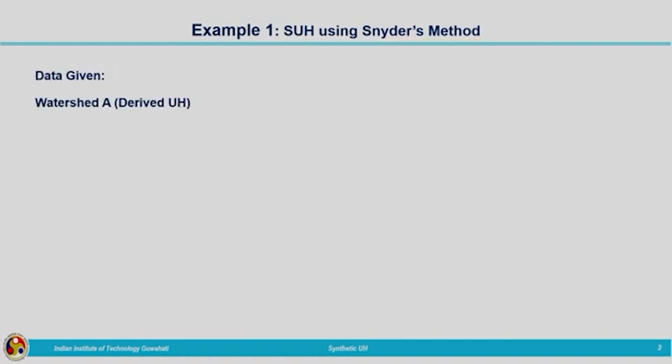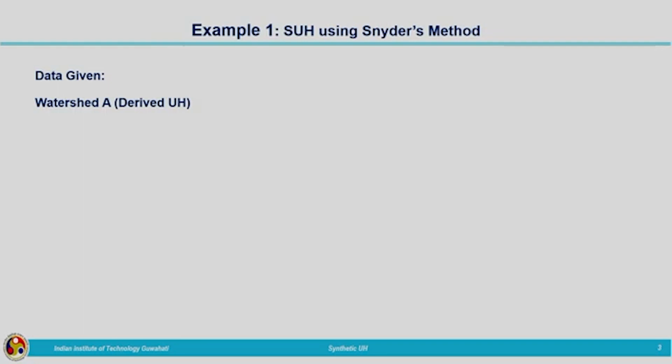Data given we have already seen. Watershed A is the gauged catchment. So, the details which are given to us are from the derived unit hydrograph. For the gauged catchment, the unit hydrograph, if we have to derive it or it is already available, is termed as the derived unit hydrograph.